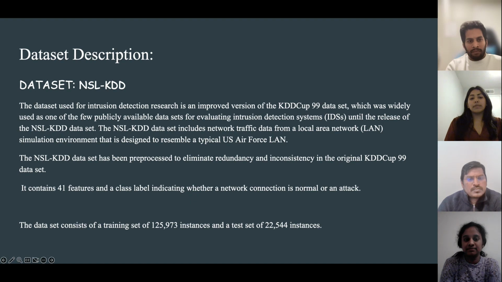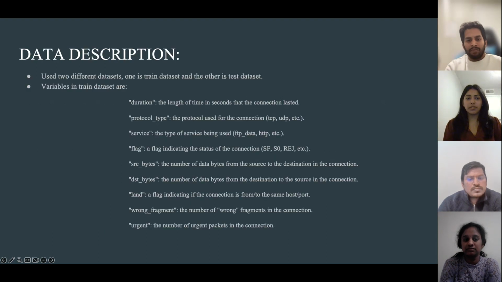This dataset has been pre-processed to eliminate redundancy and inconsistency in the original KDD Cup 99 dataset. In this dataset, we have 41 features and a class label indicating whether a network connection is normal or an attack. It consists of a training set of 125,973 instances and a test set of 22,544 instances.